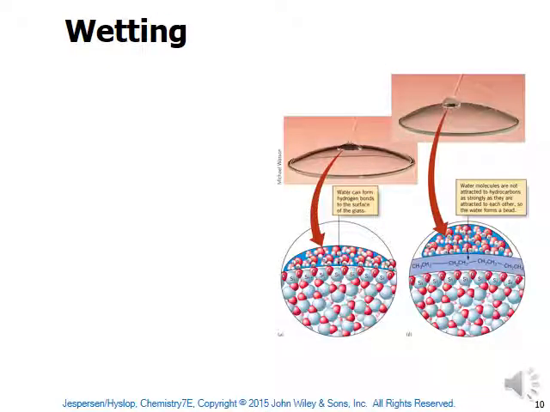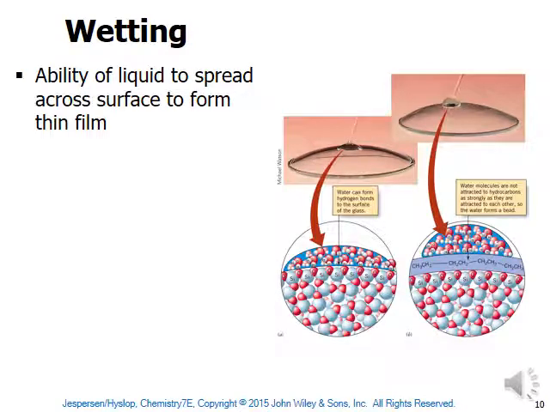Wetting is the ability of a liquid to spread across a surface to form a thin film. So if you take a drop of water and put it on a piece of glass, what's going to happen? And if you put it on another substance, maybe a piece of plastic, what's going to happen? When you put water on a piece of glass, it spreads out. And when you put it on a piece of plastic instead of glass, it beads up.